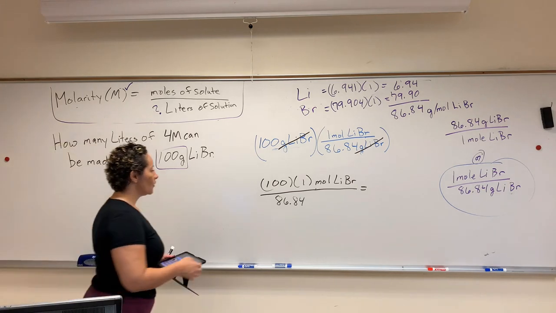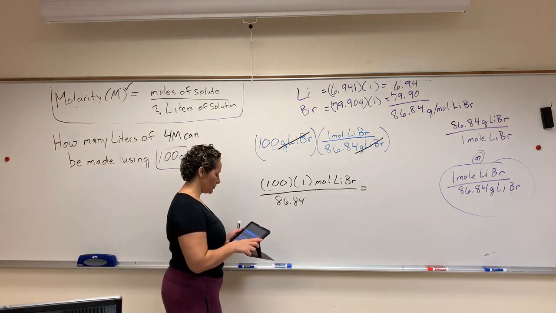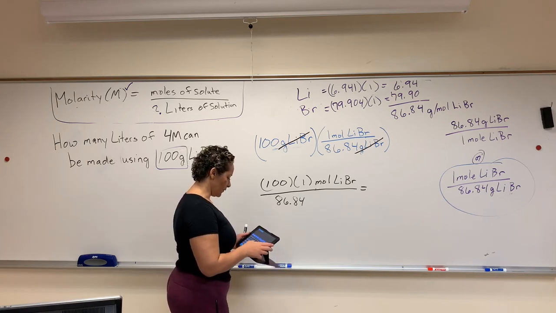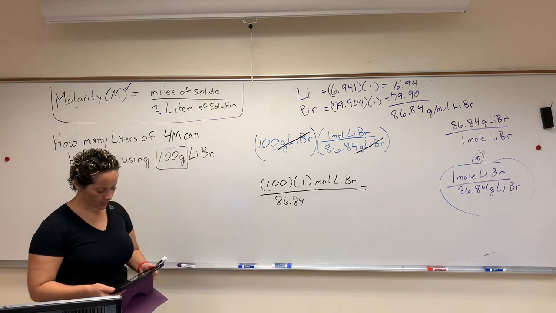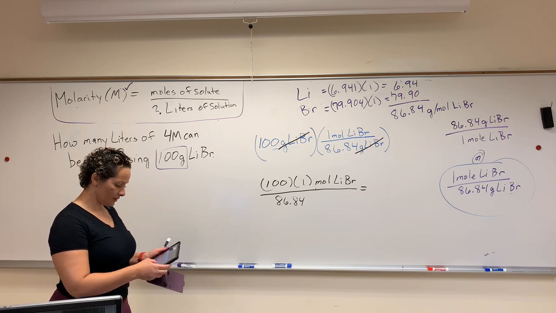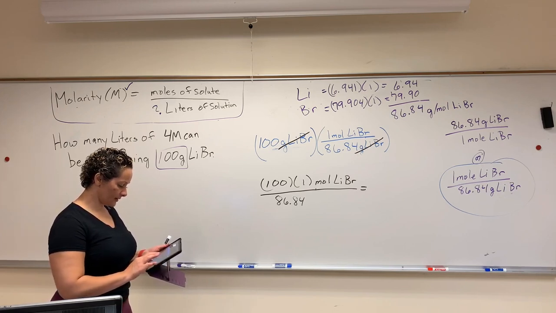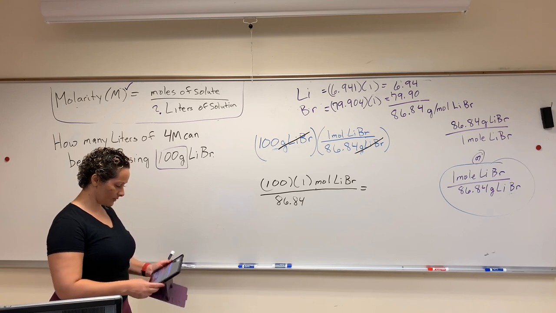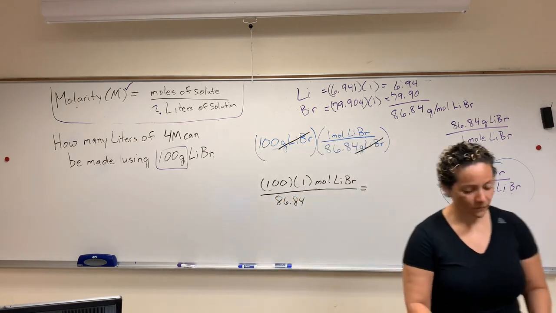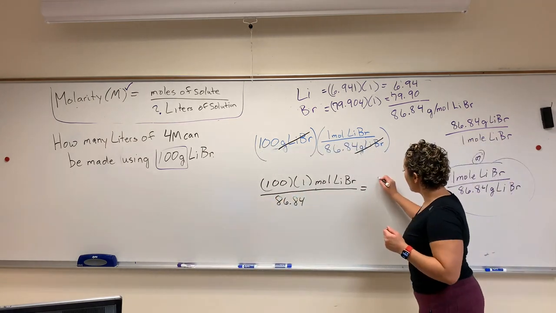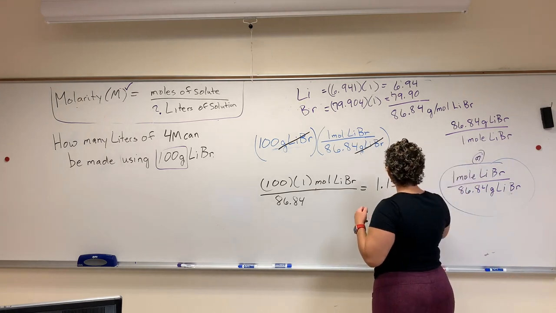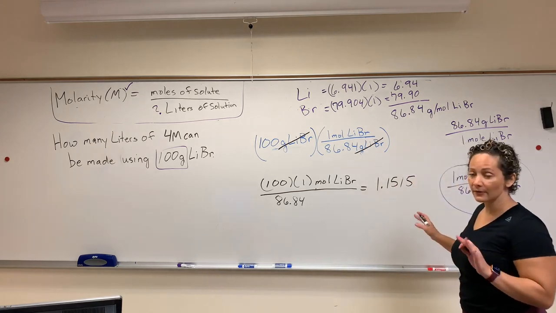So I'm taking 100 times 1 is 100, divided by 86.84 equals... that doesn't feel right. Let's see, 100 divided by 86.84. Okay, sure. That's right. I got 1.1515, and then there's a 4. So I'm gonna let it be.